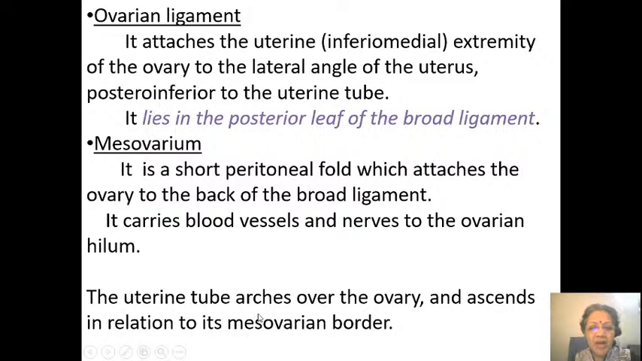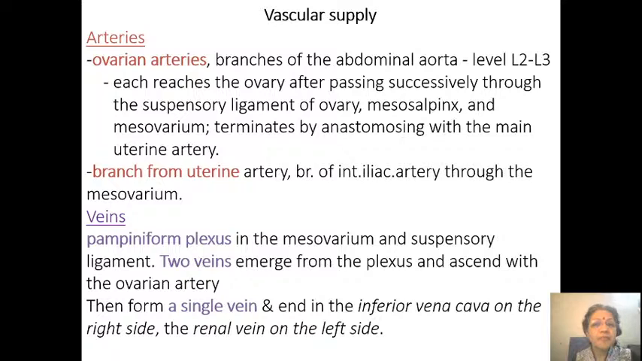And uterine tube arches over the ovary and ascends in relation to its mesovarian border. So what are the arteries? The ovarian arteries, branches of abdominal aorta, are given off at the level L2, L3. So they pass through that lateral suspensory ligament, the mesosalpinx, mesovarium, and terminate by anastomosing with the main uterine artery. A branch from the uterine artery, which is a branch of internal iliac, also comes to the ovary. So the two separate supplies. The major one is ovarian artery.